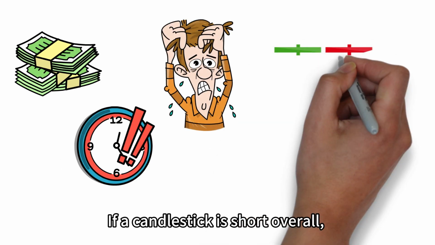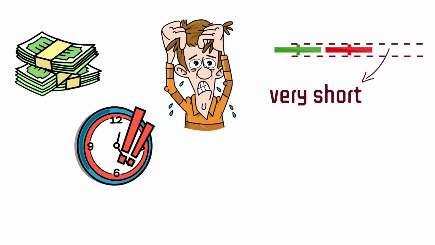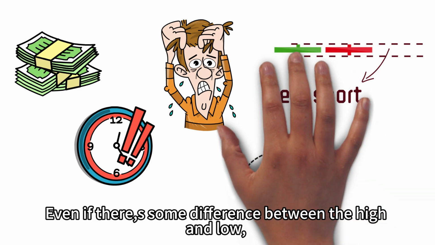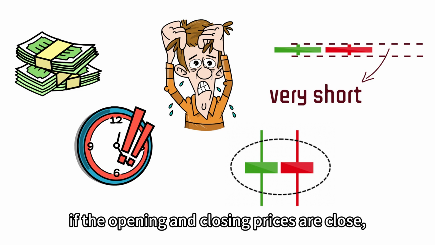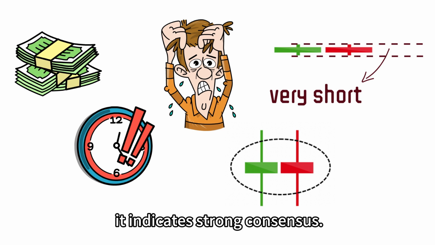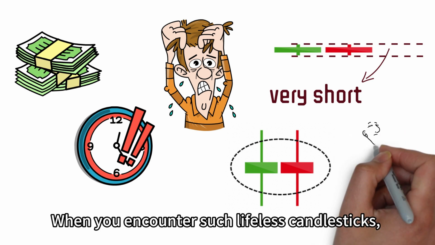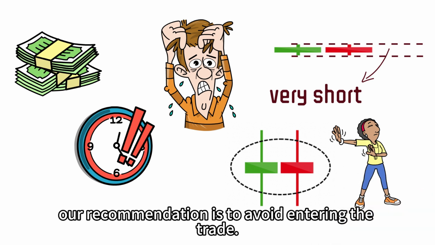If a candlestick is short overall, with even the high and low points close together, you can interpret it as low volatility. Even if there is some difference between the high and low, if the opening and closing prices are close, it indicates strong consensus. When you encounter such lifeless candlesticks, our recommendation is to avoid entering the trade.